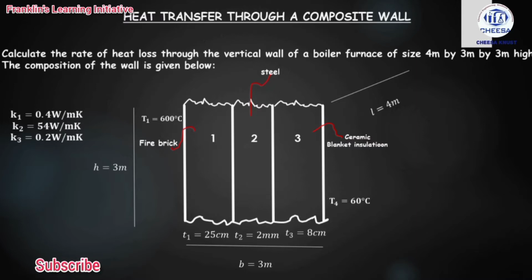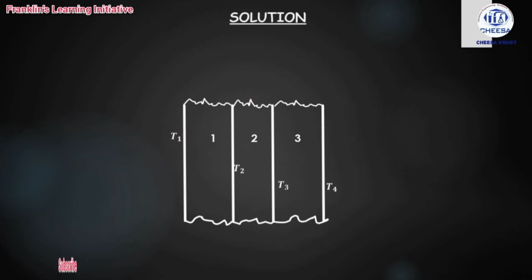The inside temperature of the furnace is 600 degrees Celsius, and then the outer temperature is 60 degrees Celsius. Thickness of the fire brick is 25 centimeters, that of the steel is 2 millimeters, and that of the ceramic blanket insulation is 8 centimeters. We are to calculate the rate of heat loss through the vertical wall. So let's get on with the solution.